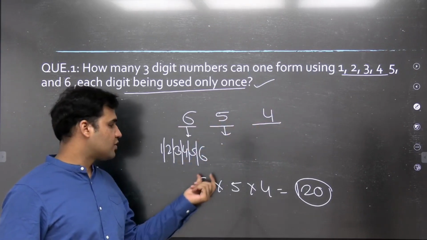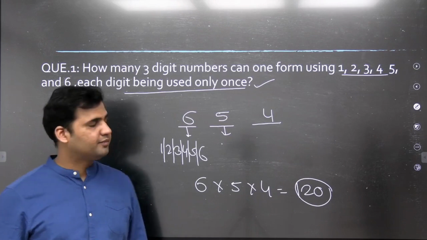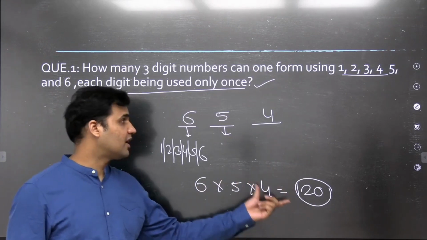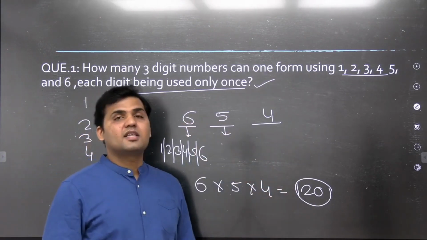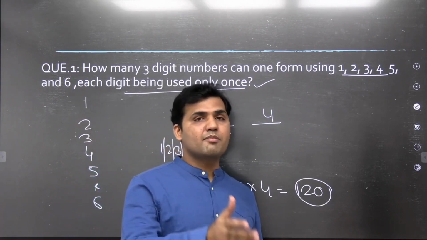In how many ways can I wear my suit? 6 into 5 into 4, that means 120. बिल्कुल as it is वही concept है. वहां पे आप सूट वियर कर रहे थे, यहाँ पे आपका एक कॉम्बिनेशन एक नंबर को रिप्रेजेंट करेगा.